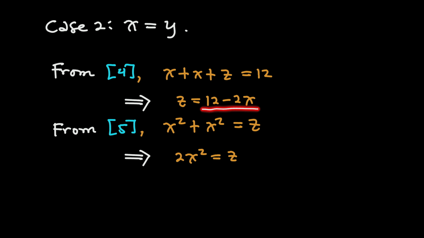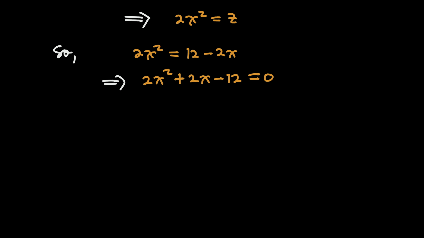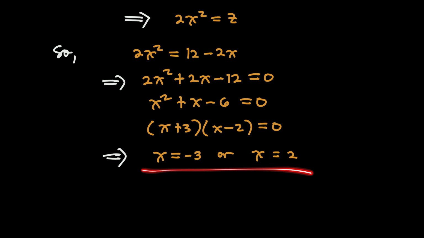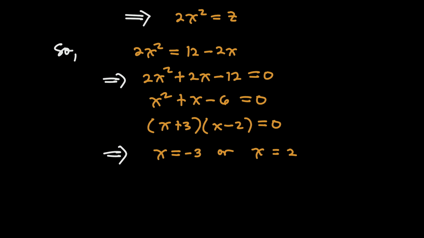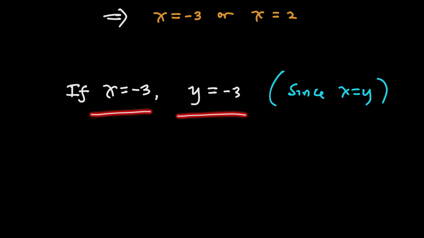We can now equate this one and this one. So we have this simplification, which now gives us 2x squared plus 2x minus 12 equals 0. So here we can simplify further by dividing by 2. This gives us x squared plus x minus 6 equals 0. Factoring this gives us x plus 3 times x minus 2 equals 0. And this gives us the value x equals negative 3 or x equals 2. Since this case assumes that x is equal to y, therefore, if x is equal to negative 3, y is also equal to negative 3.